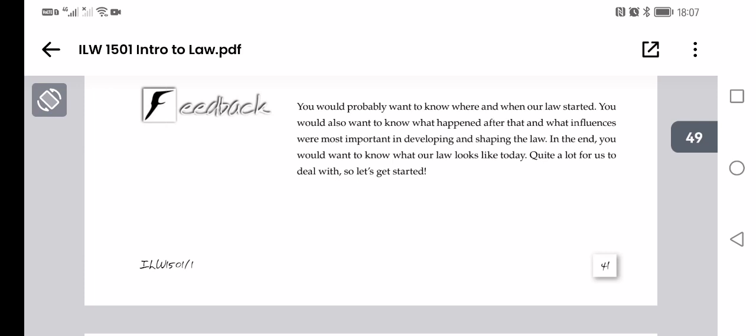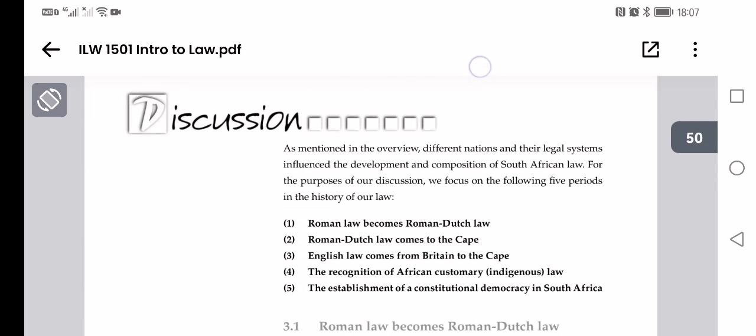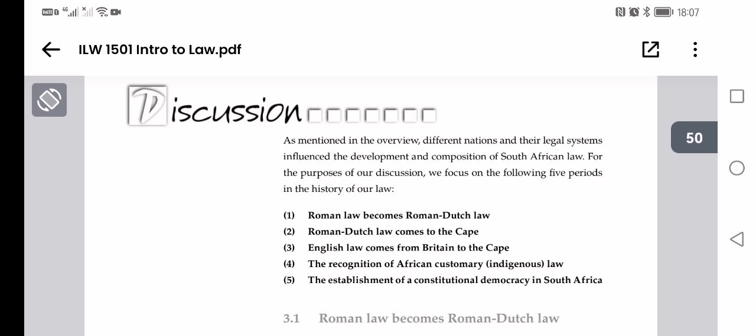Quite a lot for us to deal with. So let's get started. Discussion. As mentioned in the overview, different nations and their legal systems influenced the development and composition of South African law. For the purposes of our discussion, we focus on the following 5 periods in the history of our law.